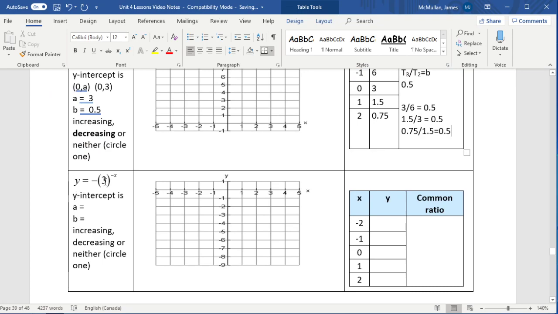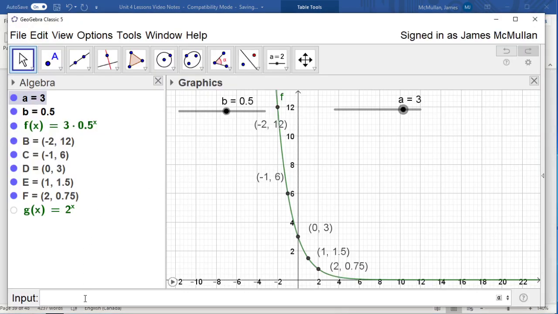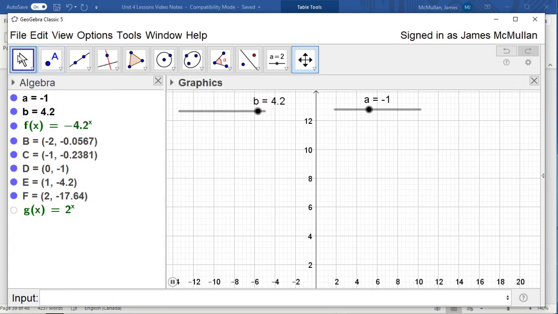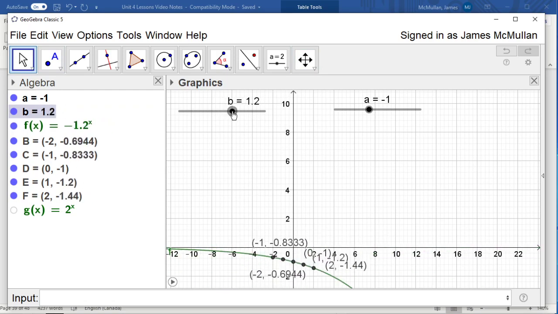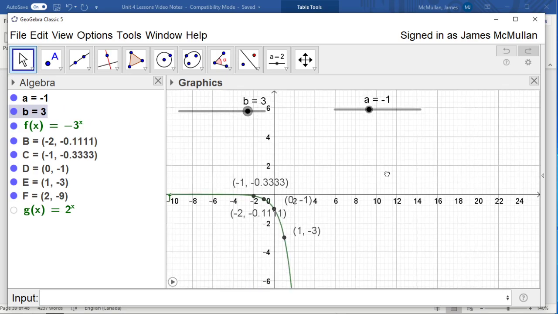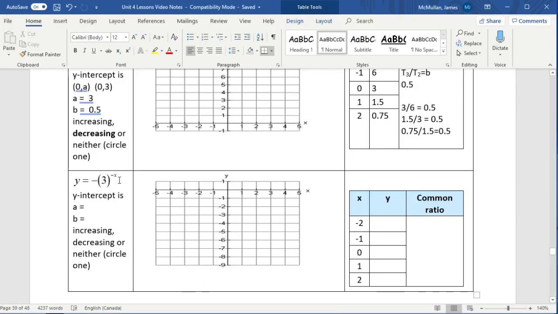Okay, the last one here is just a negative. And the 3 is to the power of negative x as well. So just be careful because there's two things going on in this question. The y-intercept for this one, so let's write it. I'm going to put a as -1. Now for b, you might think I should put 3, but I'm not going to put 3 because that's actually not what this question is asking. It's not asking -3 to the power of x. It's saying -3 to the negative x.